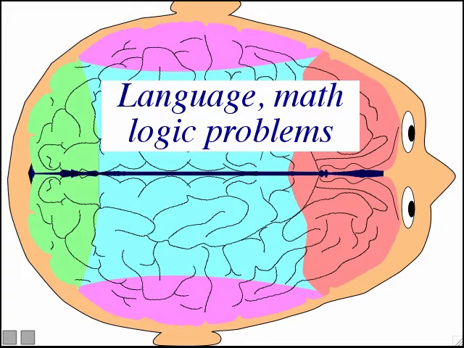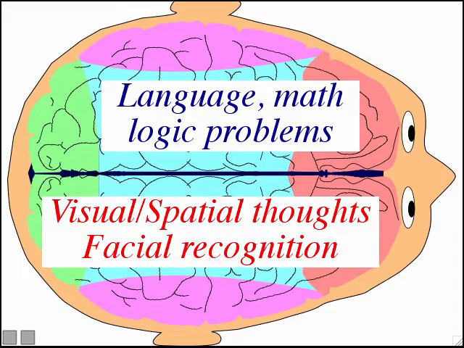What they found is your left cerebral hemisphere has some areas for language functions and math and logical functions. And your right cerebral hemisphere has areas for visual and spatial thoughts and facial recognition. And so for these types of functions, it's the cerebral lateralization. In other words, you find these functions only on the left cerebral hemisphere, and you find these functions only on the right cerebral hemisphere.